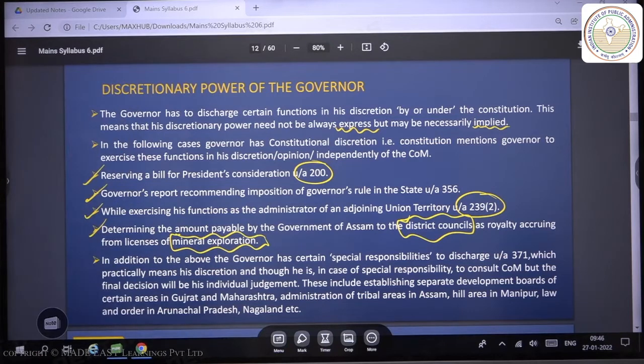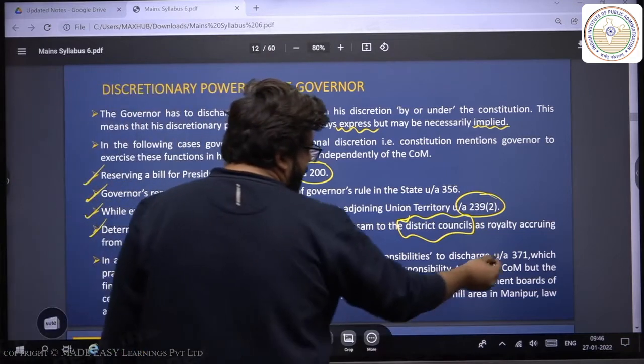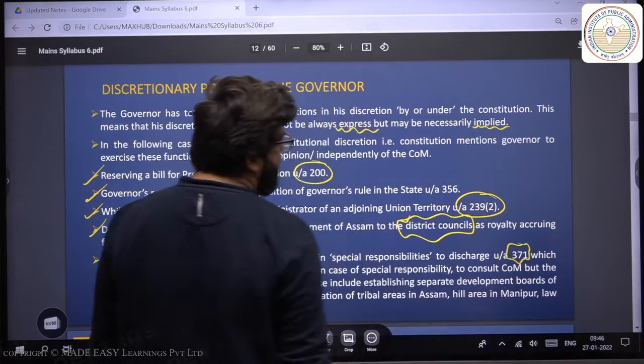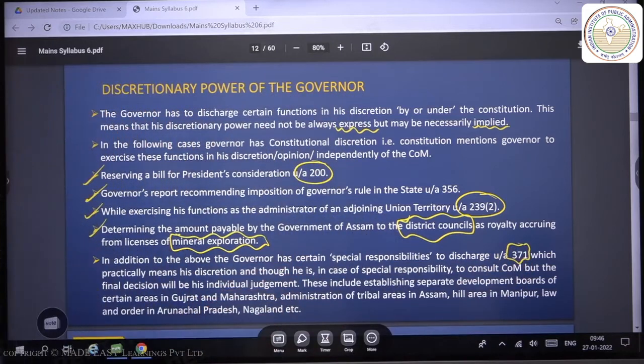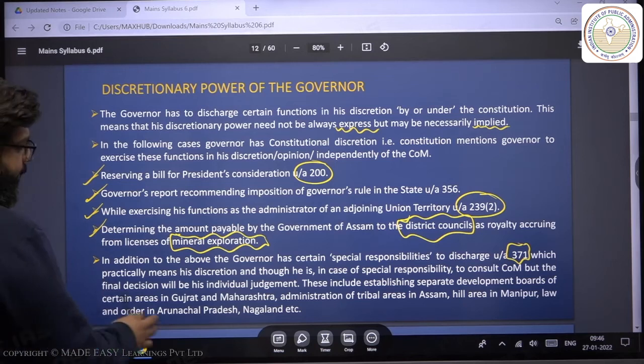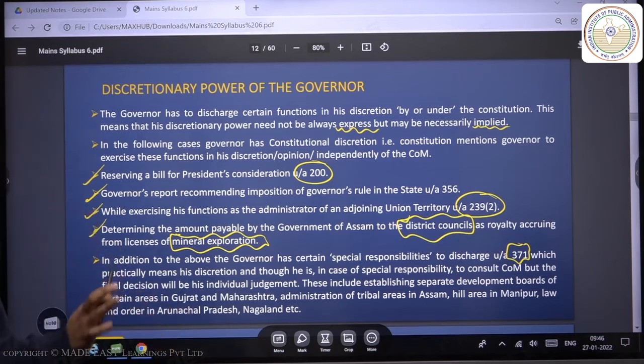Of course, apart from this, the governor also has certain special powers under Article 371, wherein, and we'll do the special states under 371 later, but there are some special powers given to the governor under 371, wherein, with your discretion, and in case of a special responsibility, you may consult the COM, but the final decision would be with the governor's choice.